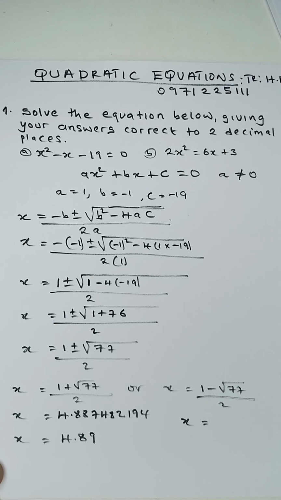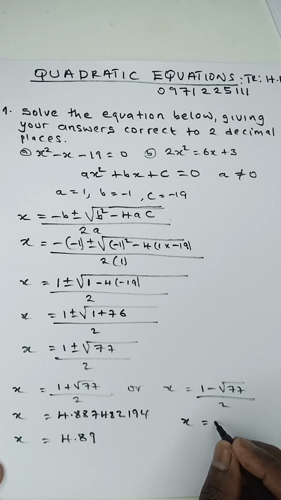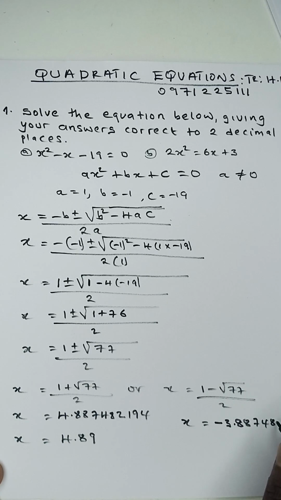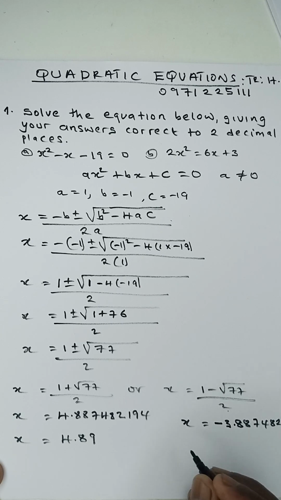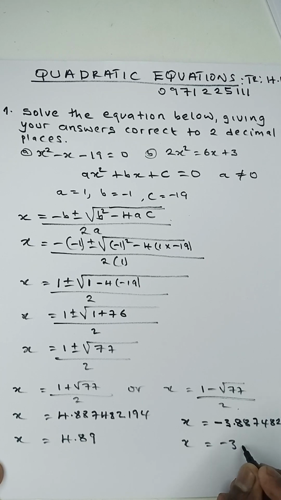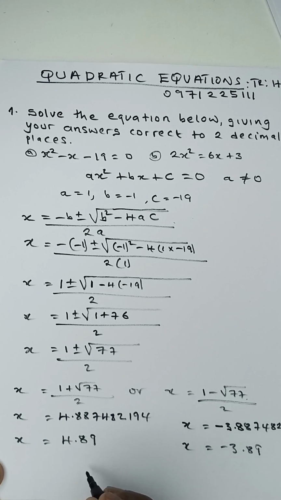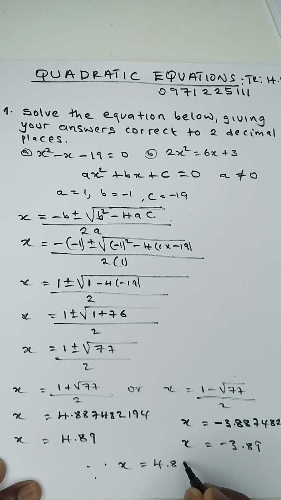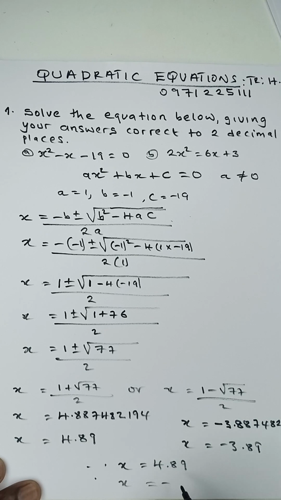Or on the other side, x is equal to 1 minus the square root of 77. You go on the calculator, then the answer that you get, divide it by 2. Okay, so I'm getting negative 3.8874822194. Rounding it off, I'll get 3.89. We can therefore conclude the value for x is 4.89, and the other value for x is negative 3.89.